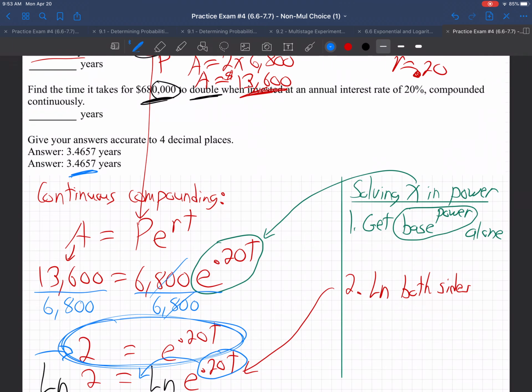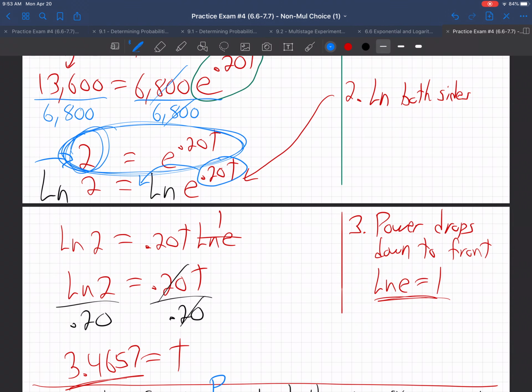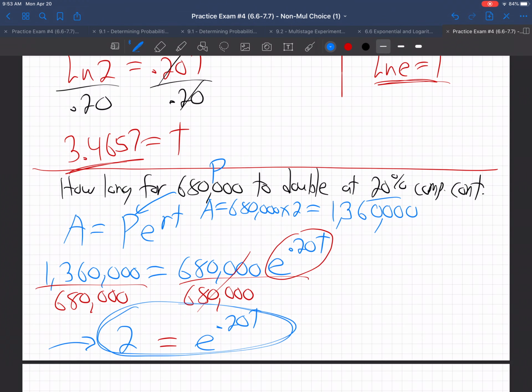So it doesn't matter. The point of this example is it doesn't matter how much money you start off with. In the end, you end up with a 2 over here because you want it to double. You want the amount of money to double. So it's going to be the same time. Any amount of money will double in 3.5 years at 20% interest compounded continuously. That's the point of this example. So I don't need to go on and solve anymore. There we go.